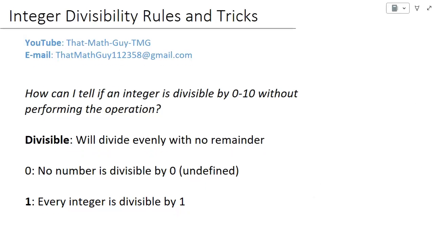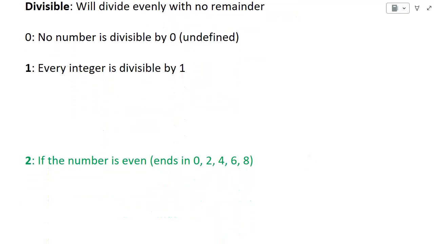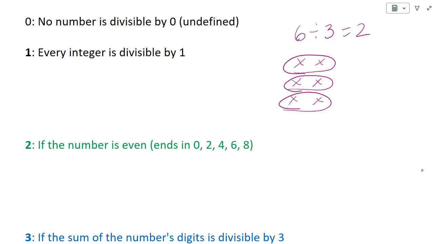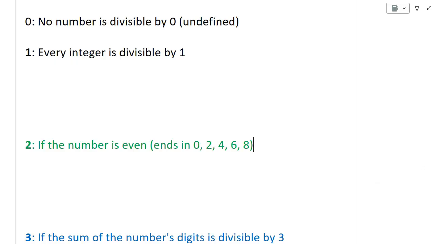So diving right in, let's check on the rules. Zero is a quick one. No number is divisible by zero. If you try to divide by zero, it's understood to be undefined. You cannot divide into zero groups of anything. Think of division as 6 divided by 3 is 2. We're taking 6 items and dividing them into 3 groups, and we have 2 in each group. You cannot divide into 0 groups. You can subtract everything away, but you cannot divide into 0 groups. It just doesn't work that way. So that's why it's understood to be undefined. You cannot divide by 0.